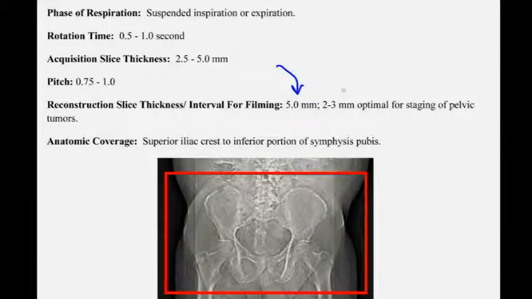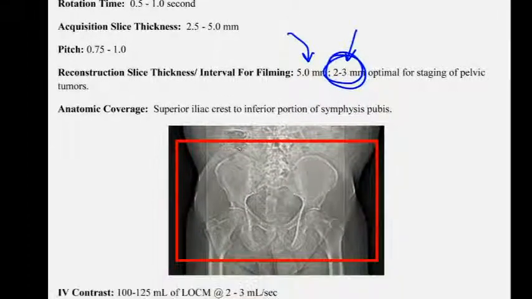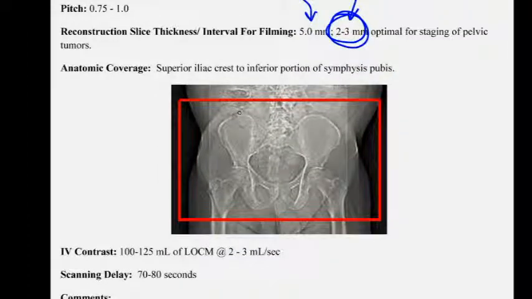Reconstruction slice thickness, 5 millimeter usually will suffice, but 2 to 3 millimeter is optional for staging of pelvic tumors. So many times your 3 is going to be your best bet if there's pelvic tumors, so that there's better differentiation of associated structures. Whereas 5 kind of makes everything appear blended together. 3s will allow some degree of differentiation.